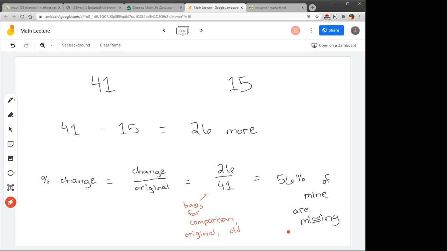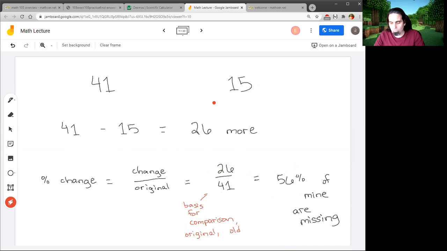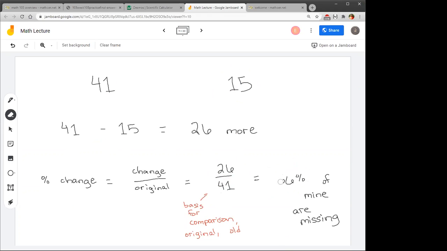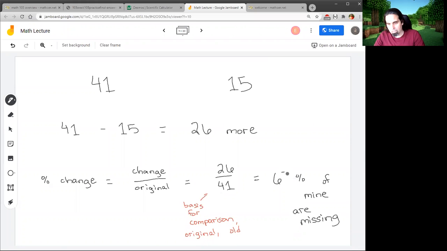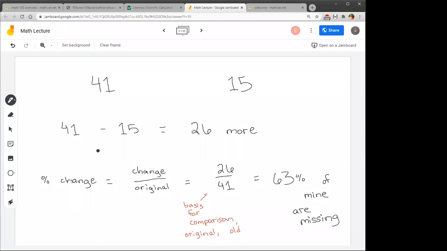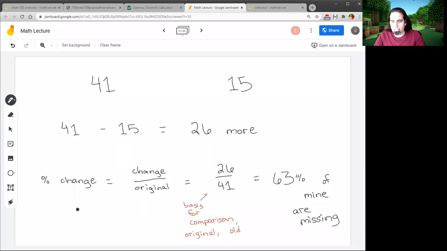So when I do 26 divided by 41, I'm hitting the wrong thing in my calculator. It should be 0.634, so rounded to 63%. Yes, you are right. I for some reason hit the wrong thing. This is really terrible. Anyway, okay, now that we're finally there.